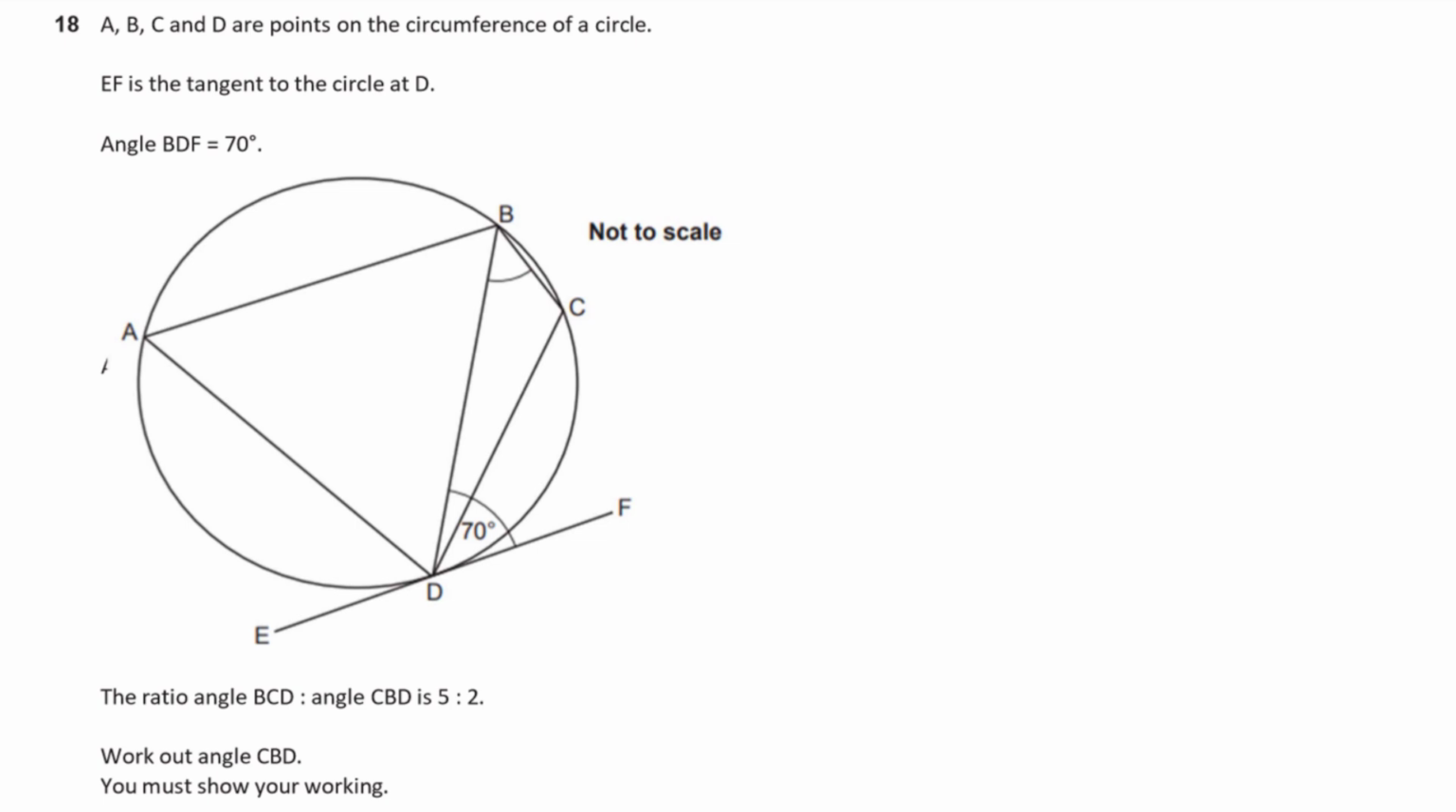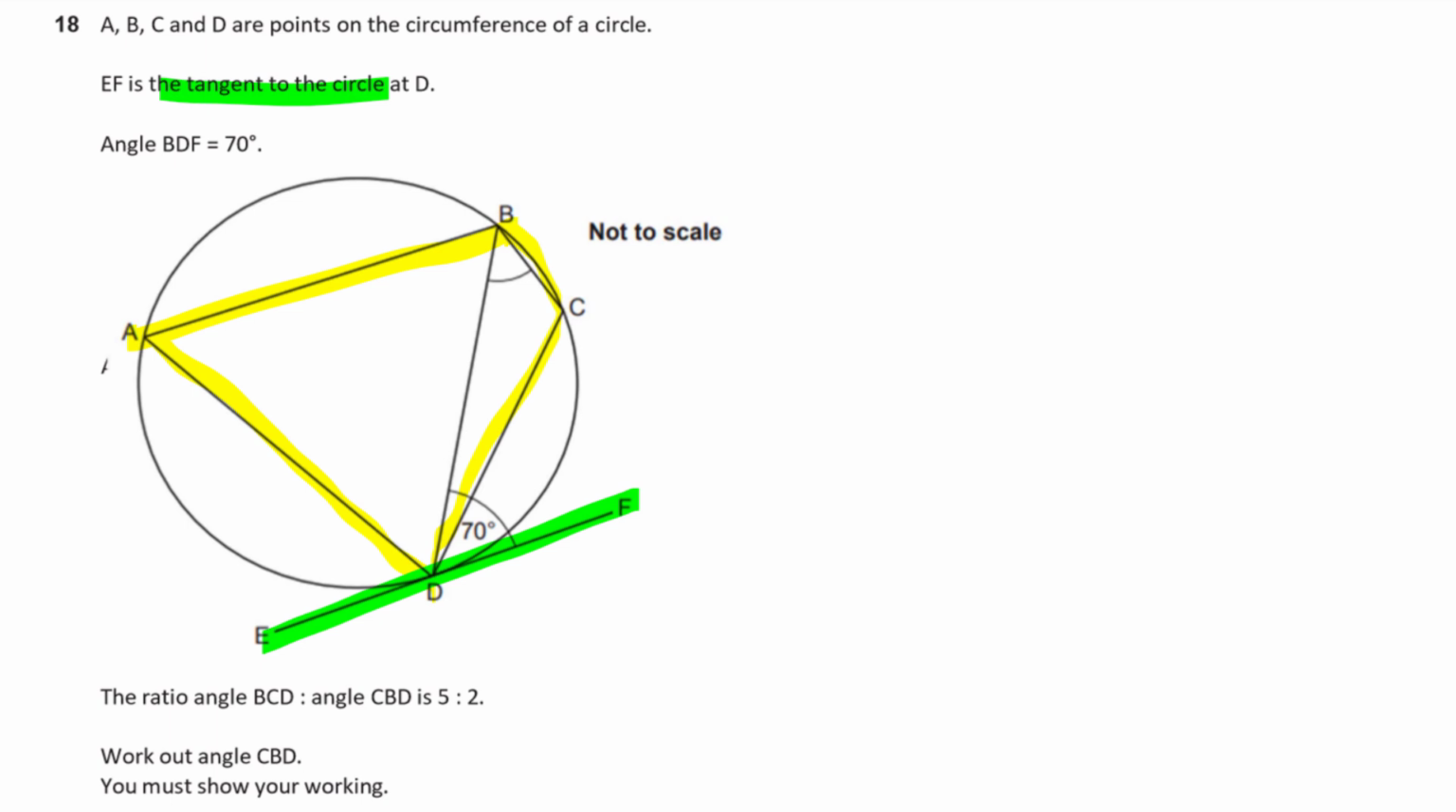Okay, so just reading through there. A, B, C, and D are points on the circumference of the circle. If you've got 4 points on the circumference of a circle, do you know what that's called? It's called a cyclic quadrilateral. They have some properties that might come in handy in a moment. EF is a tangent to the circle at D. That's also got some useful properties that we're going to come to. So that's my tangent, and then angle BDF is equal to 70.